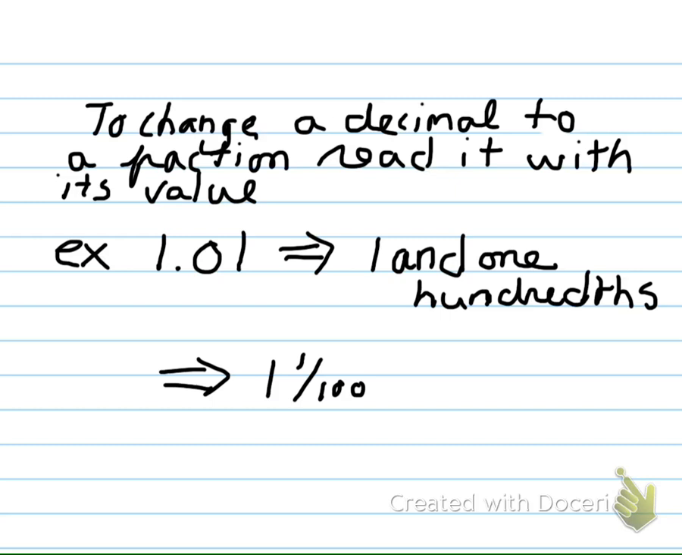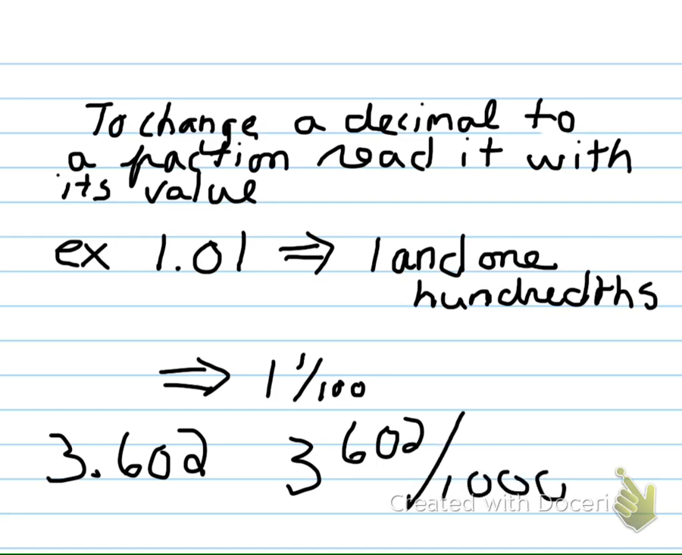Okay, to change a decimal to a fraction, the first easiest way is just to read it with its value. So for instance, 1.01, when you read it with its value, is 1 and 1/100th. And so then that means the fraction is going to be 1 and 1/100ths. If I gave you the decimal 3.602, you'd read that 3 and 602 thousandths. So that would be 3 and 602 thousandths.